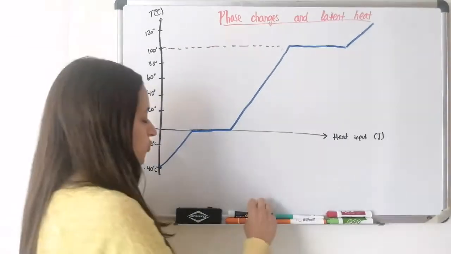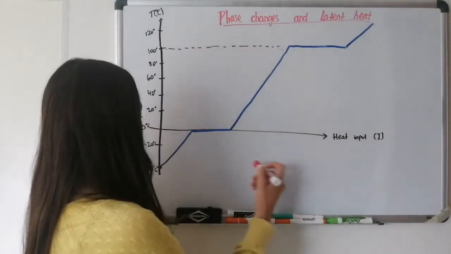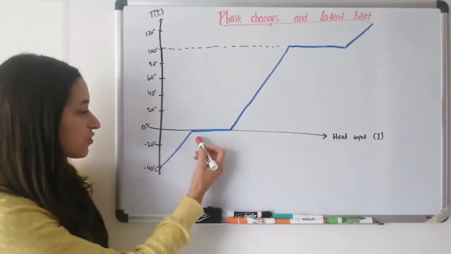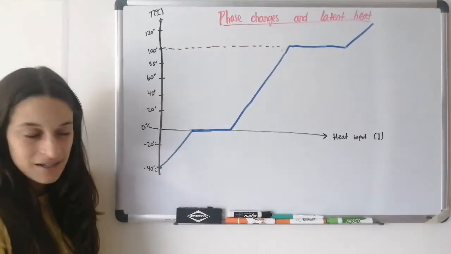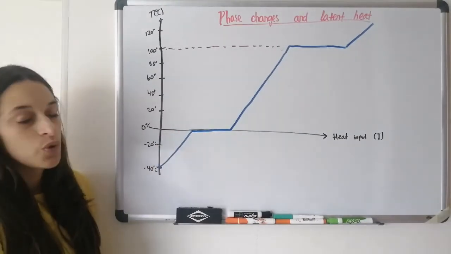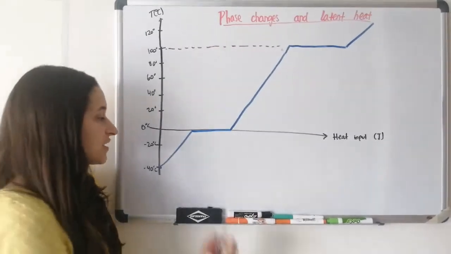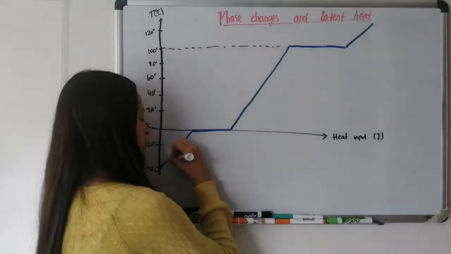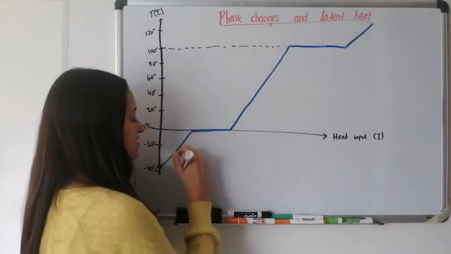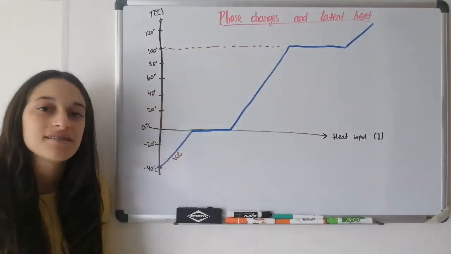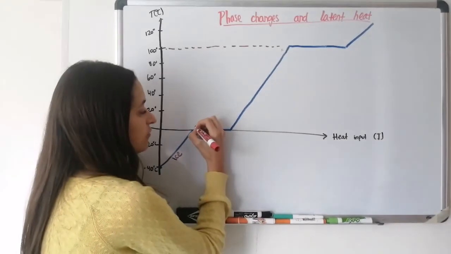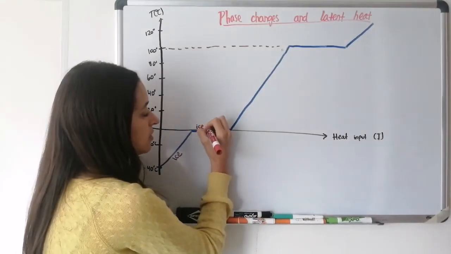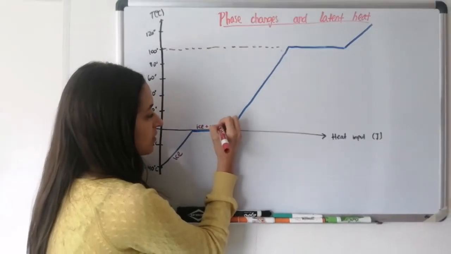So basically, when you are in this portion of the graph that lies between negative infinity and 0, you only have ice, and what you're doing is heating up ice. So this line here is just ice, right? When you get to 0, some of the ice will start melting, and you'll have a mixture of ice and water. So this is ice plus water.